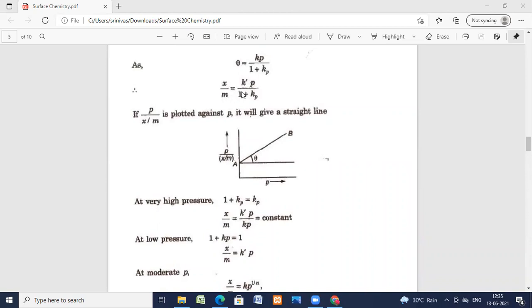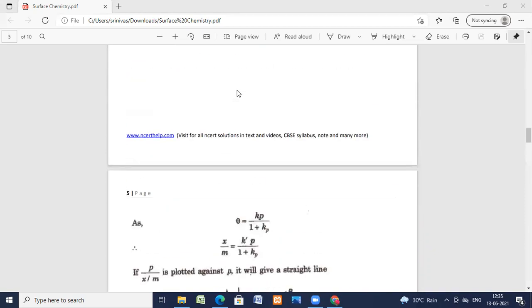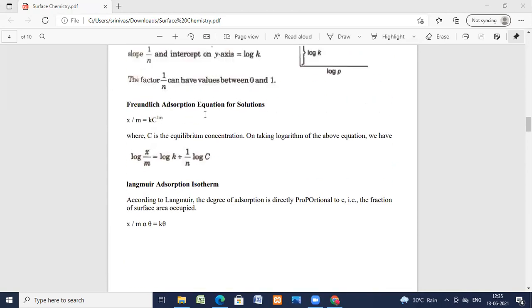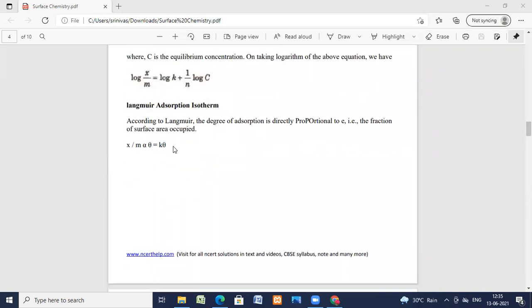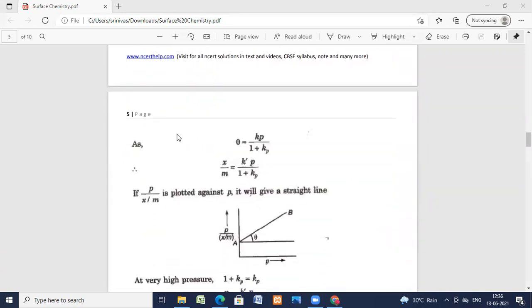x/m is equal to theta. So therefore theta is nothing but kp/(1 + kp), and x/m is equal to kp/(1 + kp). This is the final derivation; from the complete derivation you get the Langmuir adsorption. The derivation is not given, but I'm just explaining the Langmuir adsorption and its validity through a graph.